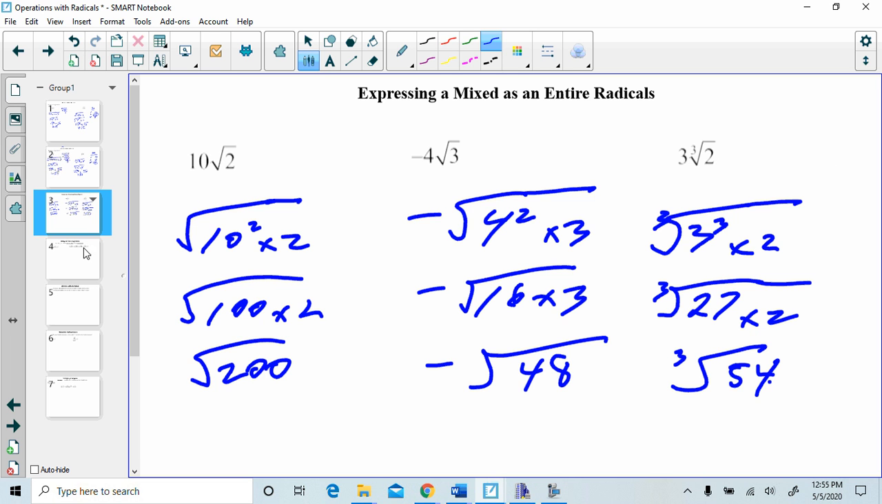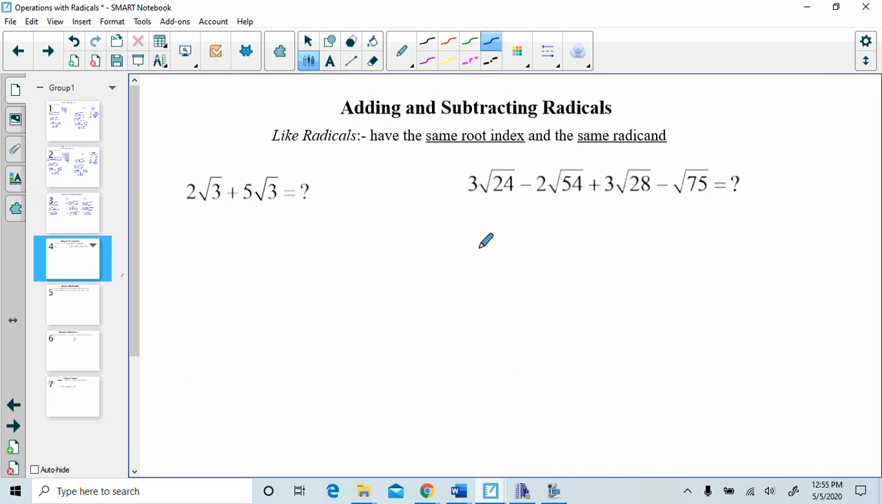Okay, so moving to adding and subtracting radicals. So the key point here, when you're looking at adding and subtracting, you can only do this if they have the same root index and the same radicand. So the radicand is the number underneath the root sign. So in this case, we call those like radicals.